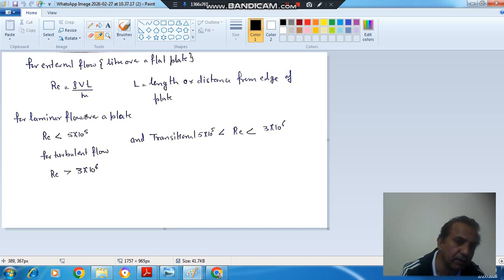For laminar flow over a plate, the Reynolds number should be less than 5 into 10 power 5 for external flow. For internal flow it was 2000. For external flow it is 5 into 10 power 5. And for transitional flow, the Reynolds number should be between 5 into 10 power 5 and 3 into 10 power 6. And for turbulent flow, the Reynolds number should be greater than 3 into 10 power 6.